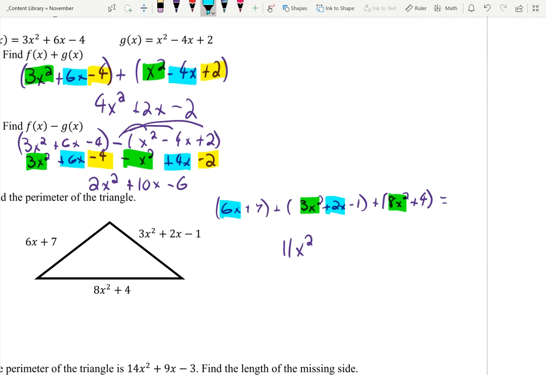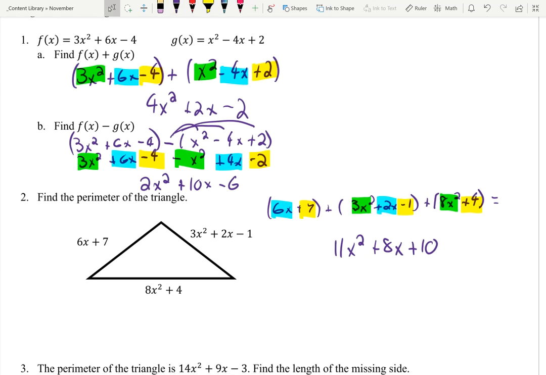6 and 2 make 8, so that'll be 8x. And then finally find my constants. So my constants are 7 minus 1 plus 4. So that's going to be 10 if you add them all up together. 7 minus 1 would be 6, and then 6 plus 4 would make 10. And there's our final answer.